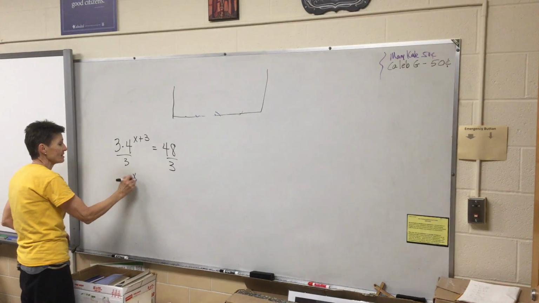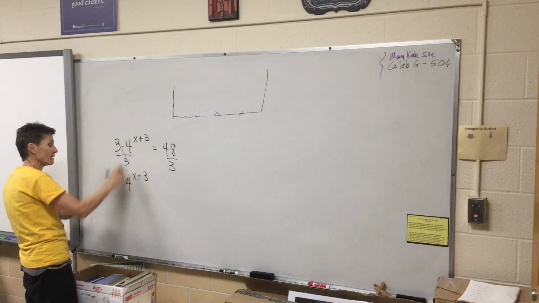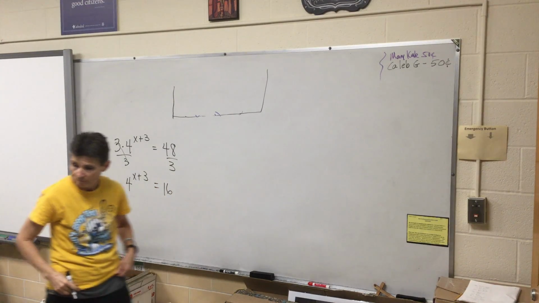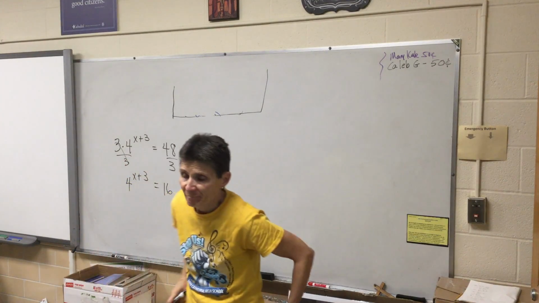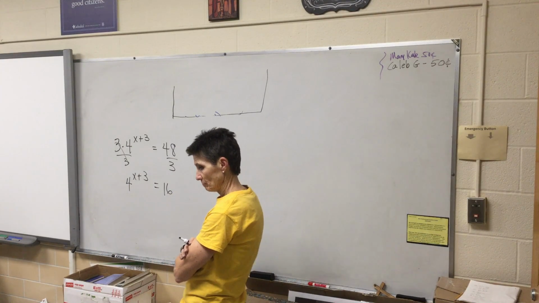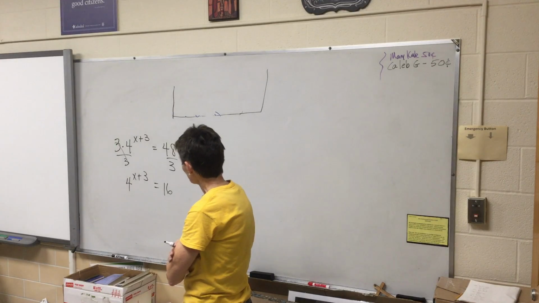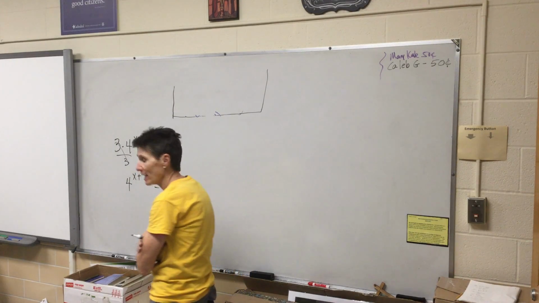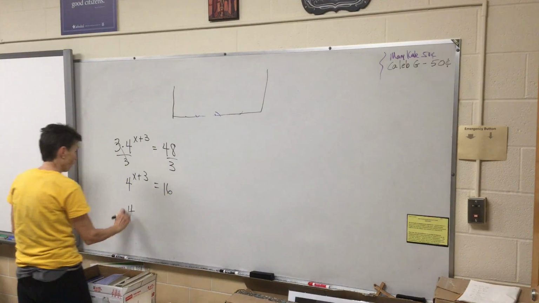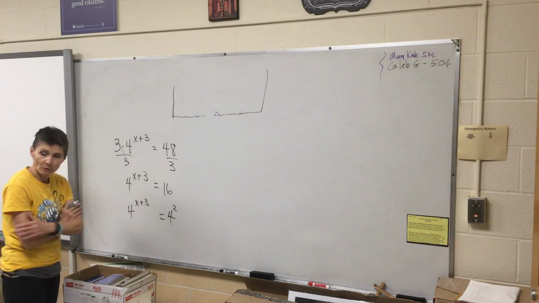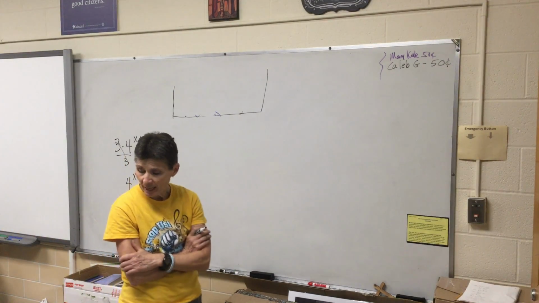So we have 4 to the x plus 3 equal to 16. What's special about 16? You can divide it by 4. Or it's the square of 4. It's 4 squared. Yep. So we have 4 to the x plus 3 equal to 4 squared. We rewrote 16 as 4 squared.